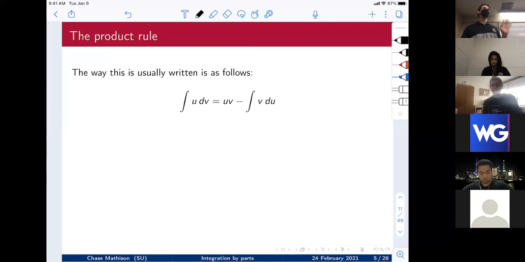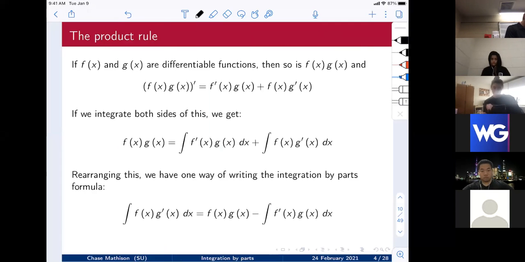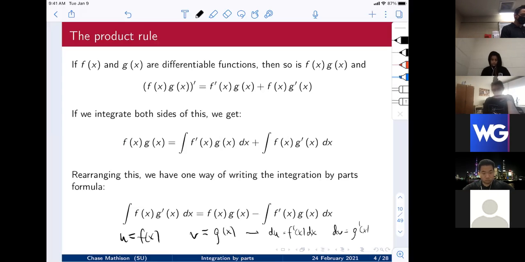There we go. Usually we rewrite this as, if I let u be f of x, this is not a u substitution, what I'm doing right now. This is me sort of shortening some notation. If I let u be f of x and v be g of x, then du is f prime of x dx and dv is g prime of x dx.